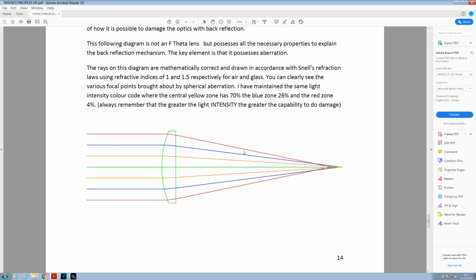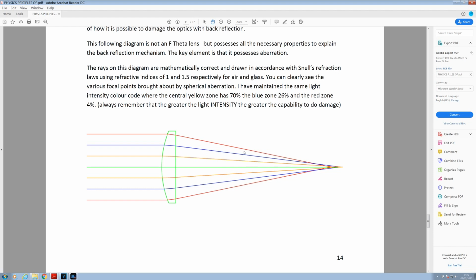Once the beam hits the lens, I've then used the well-known maths of refraction, because I've assumed that the lens will be glass and that the beam is passing through air. So I've used the respective refractive indices for each of those materials, and I've constructed the correct geometric path of the ray as it passes into the glass and out of the glass back into air. So this is not a figment of my imagination.